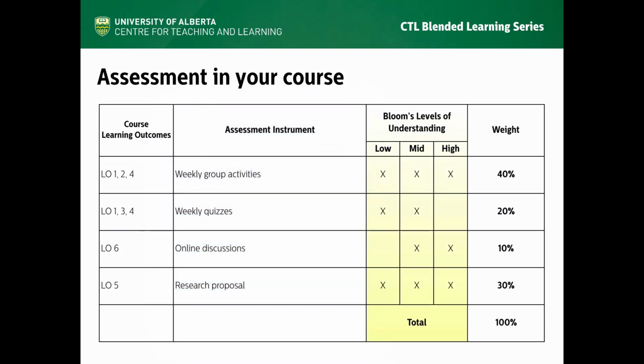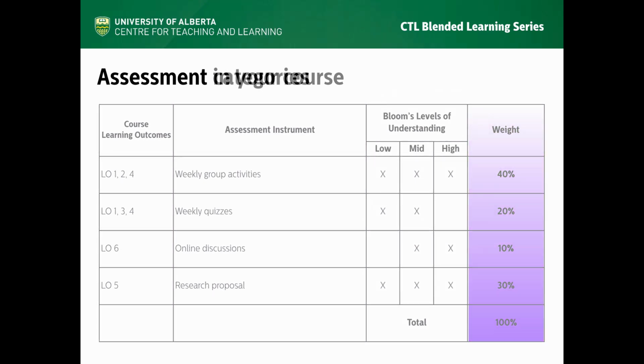This column indicates how each assessment is connected to Bloom's taxonomy. For those unfamiliar with this taxonomy, it is a way to classify learning into levels of complexity and specificity. This last column is one which should be familiar. It indicates the weighting each assessment is worth, for a total of 100% of the student's grade.